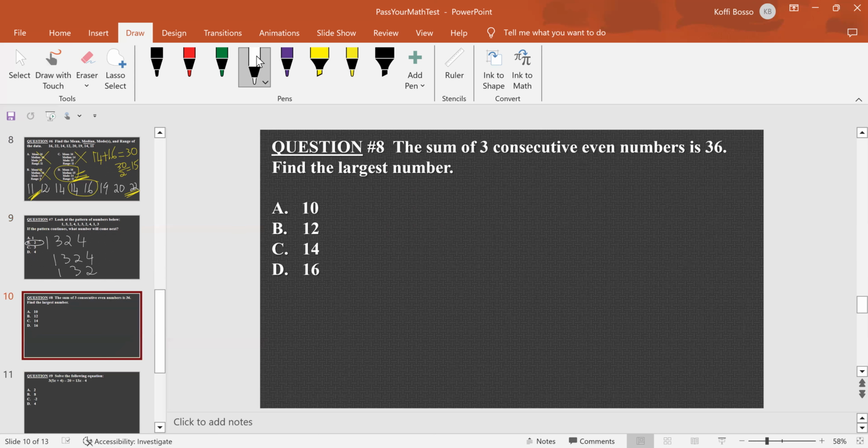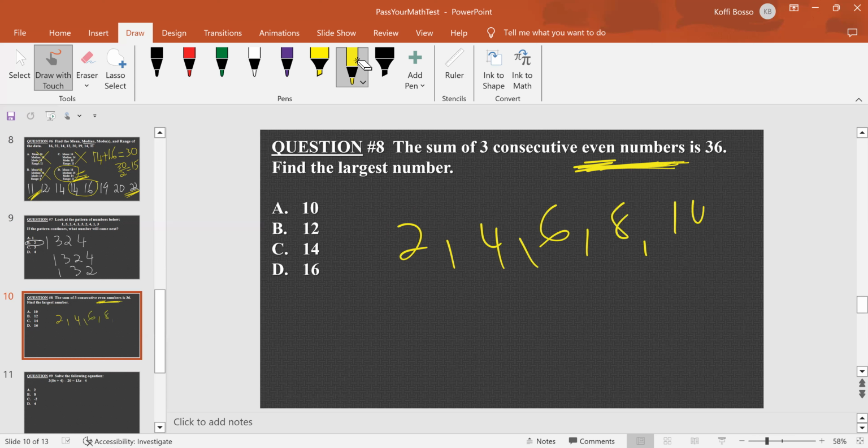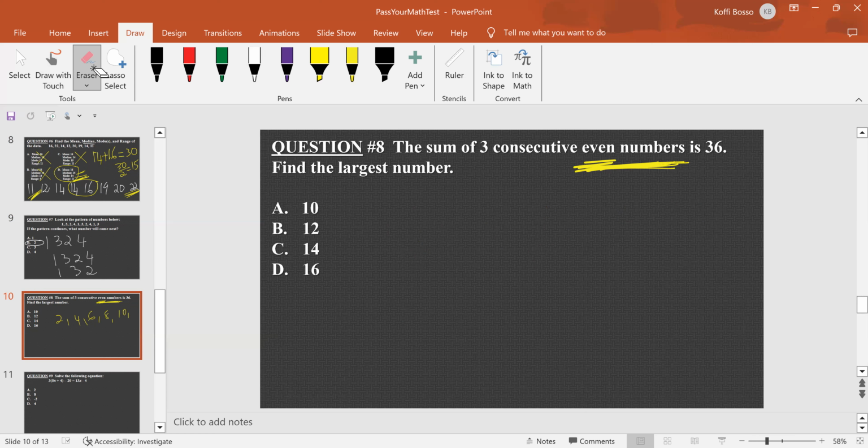Question number 8. The sum of 3 consecutive even numbers is 36. Find the largest number. The sum, so sum means addition. And they say 3 consecutive even numbers. So keyword, even numbers. What they mean here by even numbers? Even numbers, we can have like a 2, a 4, a 6, an 8, a 10, a 12, and so on, numbers we can divide by 2 without getting a decimal. We call them even numbers.